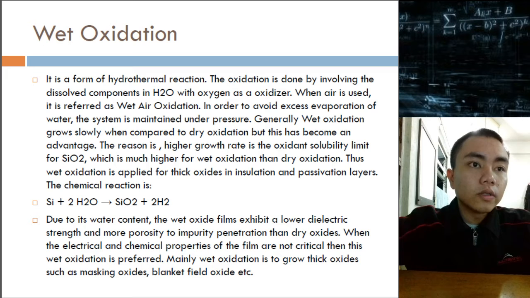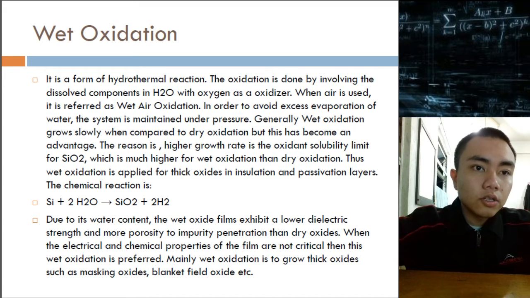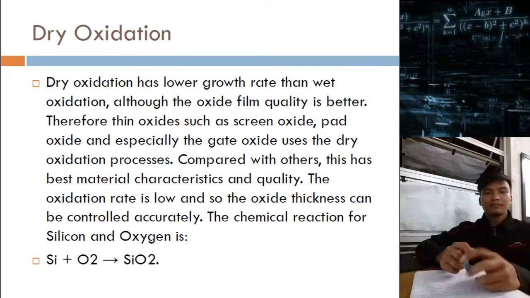Due to its water content, the wet oxide films exhibit a lower dielectric strength and more porosity to impurity penetration than dry oxides. When the electrical and chemical properties of the film are not critical, then wet oxidation is preferred. Mainly, wet oxidation is used to grow thick oxides such as masking oxide, blanket field oxide, etc.